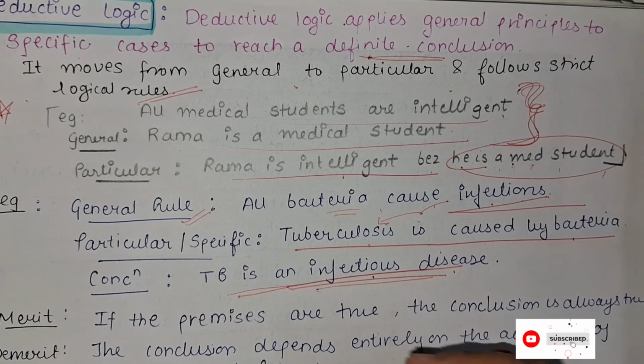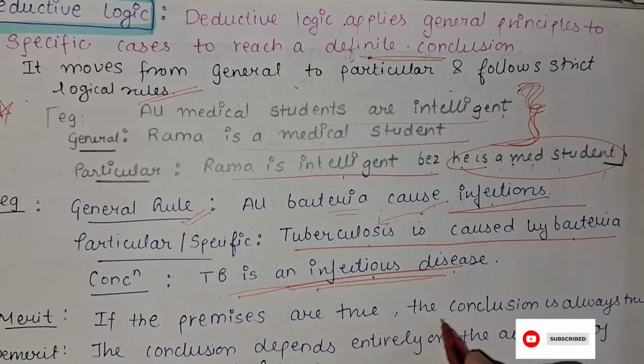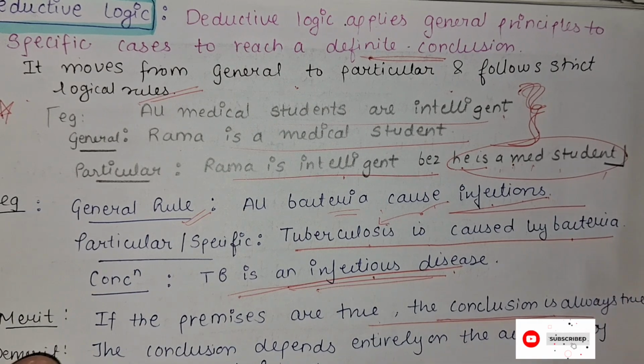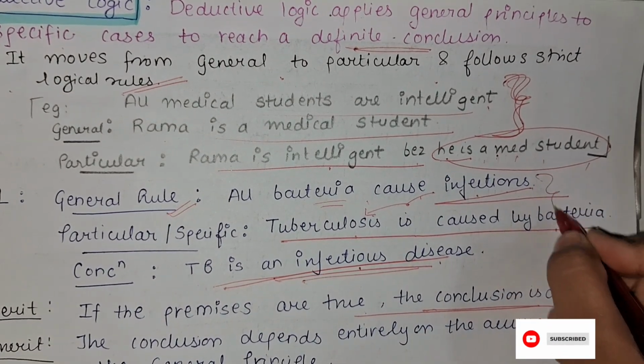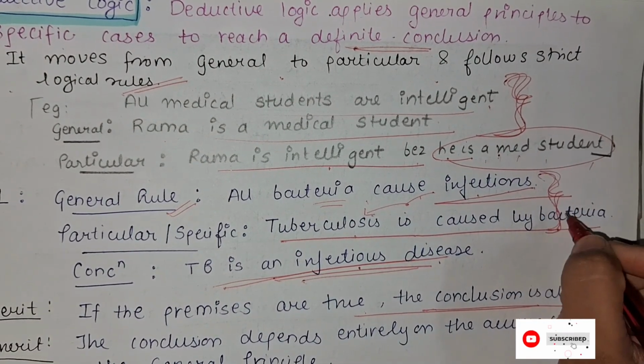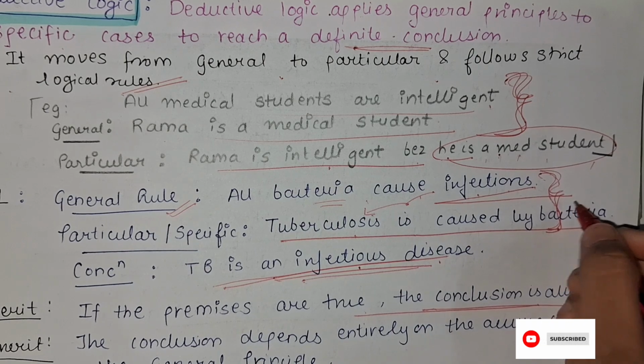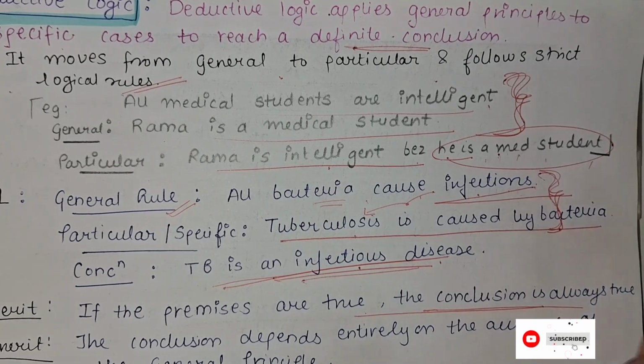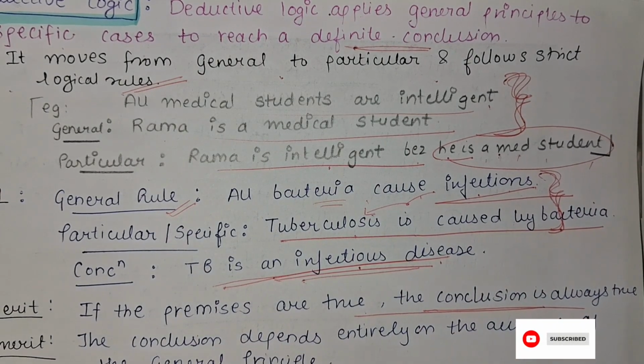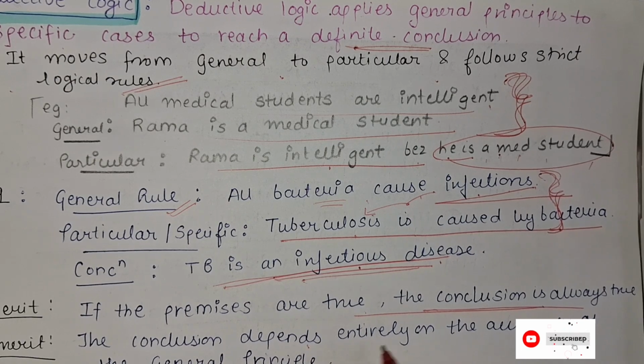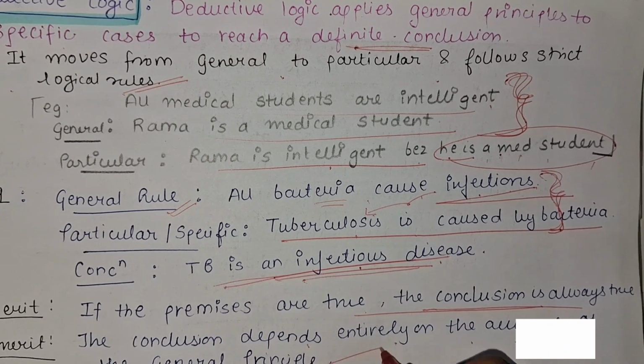ओके इसका मेरिट क्या है? इफ़ द प्रीमाइसेस आर ट्रू द कंक्लूजन इज़ ऑलवेज ट्रू. लाइक अगर हमारे पास जो भी जनरल इंफॉर्मेशन है, इफ़ दैट इज़ ट्रू, ओके, इफ़ दैट इज़ राइट, सो हमें कंक्लूजन जो मिलेगा वो हमेशा ट्रू ही होगा. ओके, बट इसका डीमेरिट क्या है? द कंक्लूजन डिपेंड्स इंटायरली ऑन द एक्यूरेसी ऑफ द जनरल प्रिंसिपल.